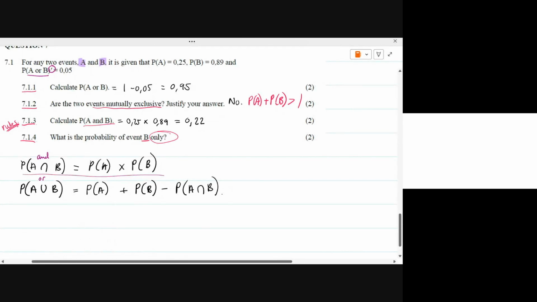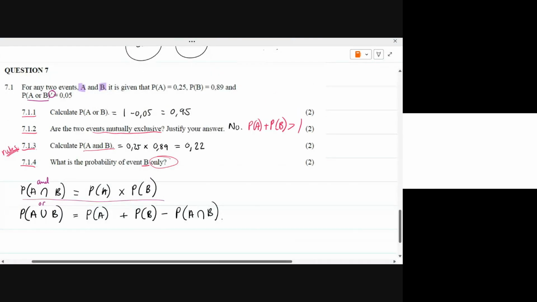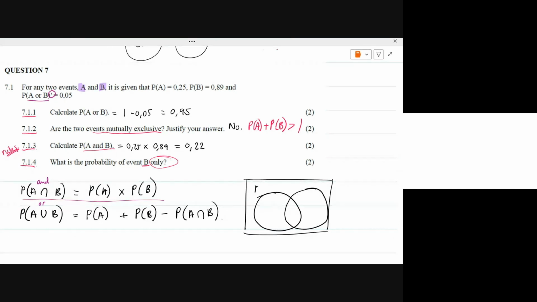So if we want to figure out B only, we're going to have to construct a quick mini Venn diagram in order for us to understand exactly what's going on. So I'm going to remind you guys. I've got 2 events, a circle and a circle. One of them is A, one of them is B. Now, there are a couple of things we already know because we've just calculated for them. We know that the intersection, the probability of A and B is 0.22. We've just calculated for that.